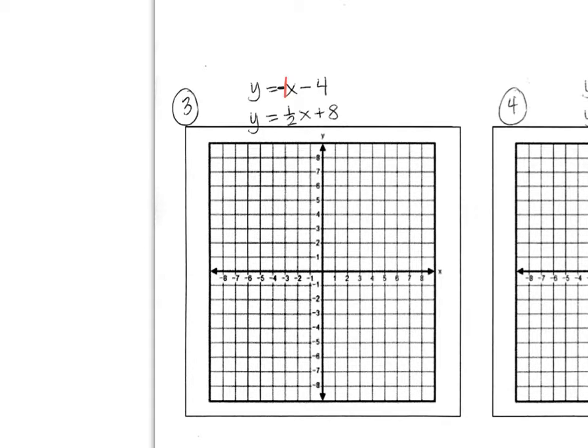So we know that a negative x is the same as negative 1x. So negative 1 is our slope as a fraction, -1 over 1. And y-intercept is -4. Okay, so here is my y-intercept on the graph, -4. And I'm going to go down 1, right 1 from that point. Down 1, right 1, down 1, right 1, and so on. I could also go up 1, left 1. If I'm going backwards.